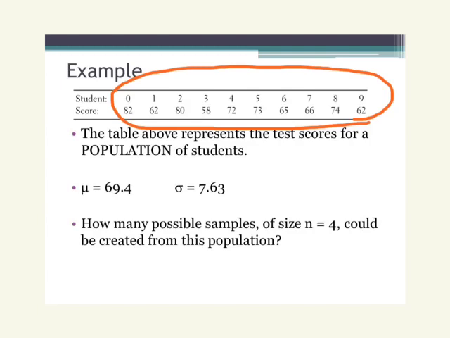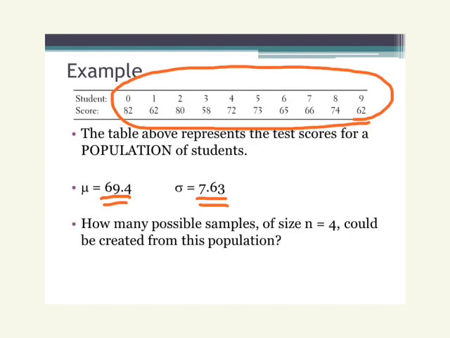Now, because it's a population and because it's so easy for me to work with, we could easily calculate the mean, and I've done that here. The mean of these 10 test scores comes out to be 69.4. This is a parameter. That's a fixed number. That is never going to change in this population. So the mean, a truth, is 69.4. The standard deviation is 7.63. Again, because that is a population of scores, that's a truth. It's not a statistic. It's a fixed number. It's a fact.